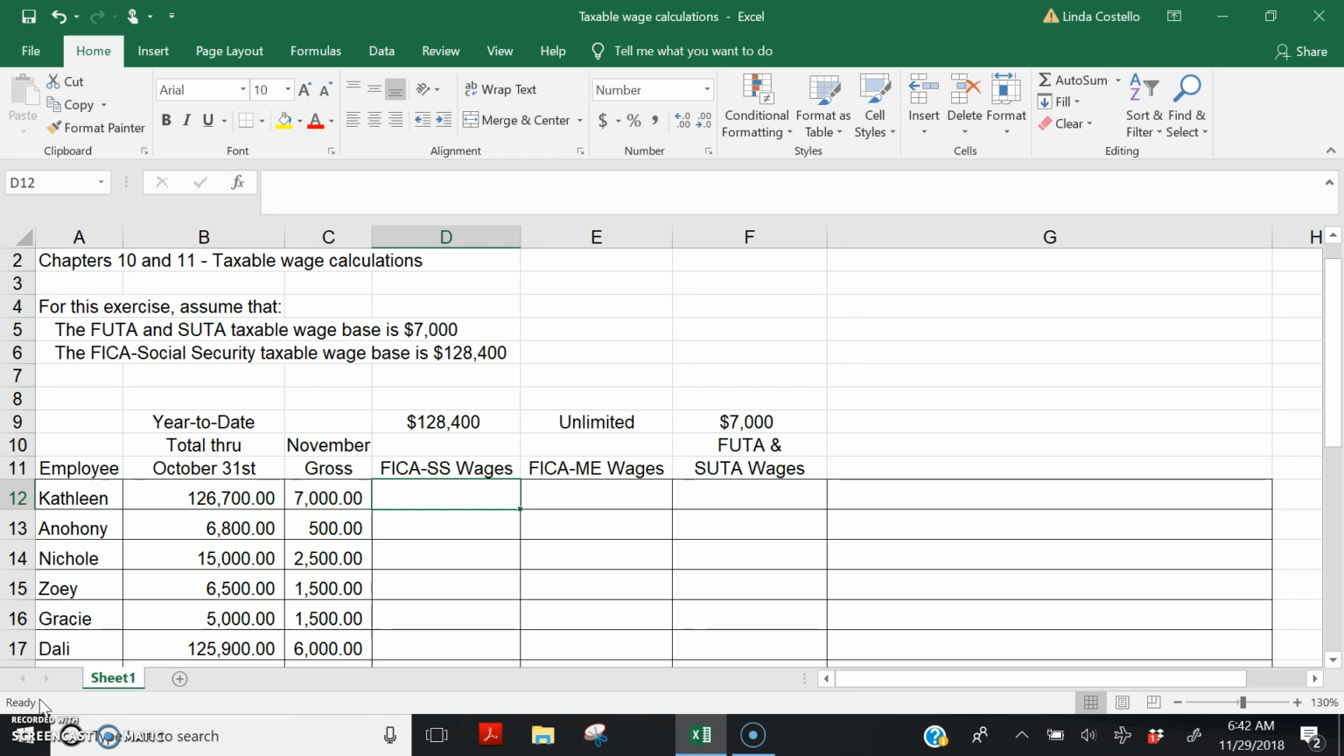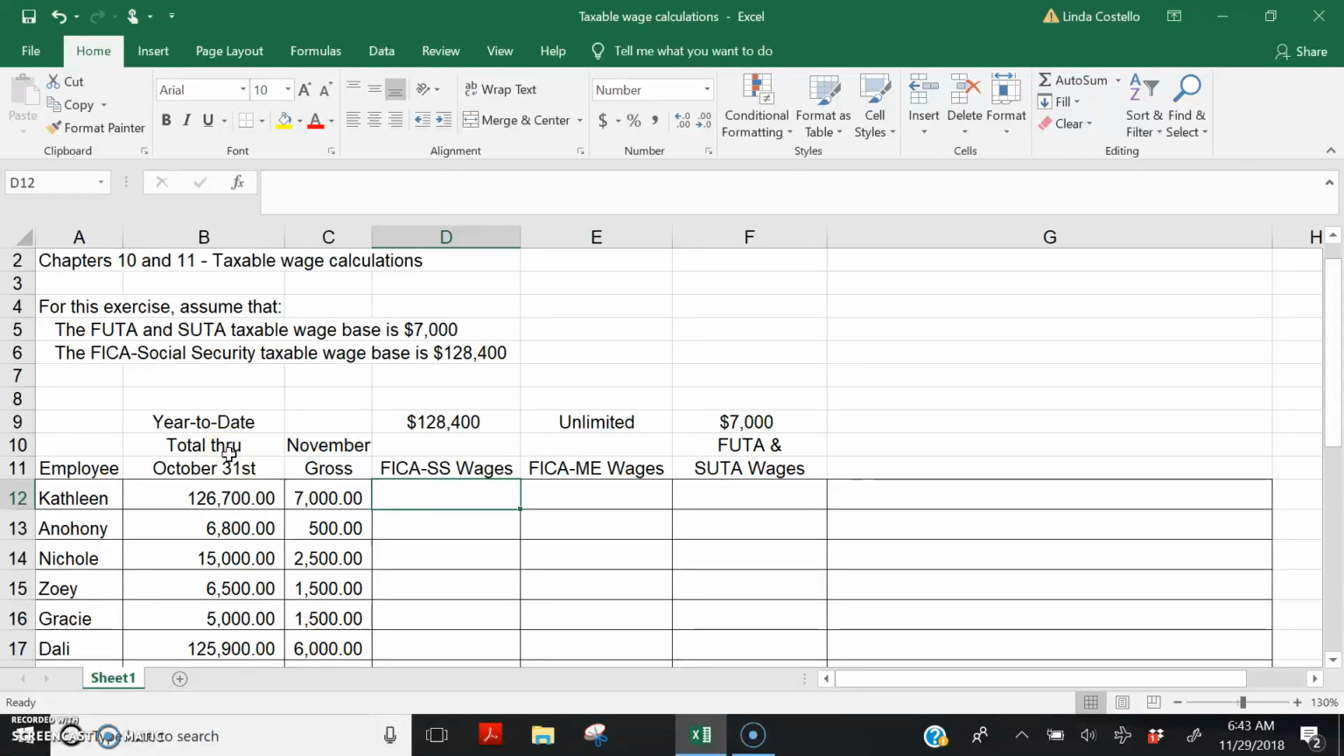Let's look at the schedule. We are given the following information for each employee: their name, their year-to-date gross wages through October 31st, and the gross wages they are to be paid in the month of November. Our job is to calculate the gross wages for the month of November that are subject to each type of tax. It is very important to understand that the year-to-date gross wages have already been paid to the employees, and all the payroll tax on the year-to-date wages have already been paid.